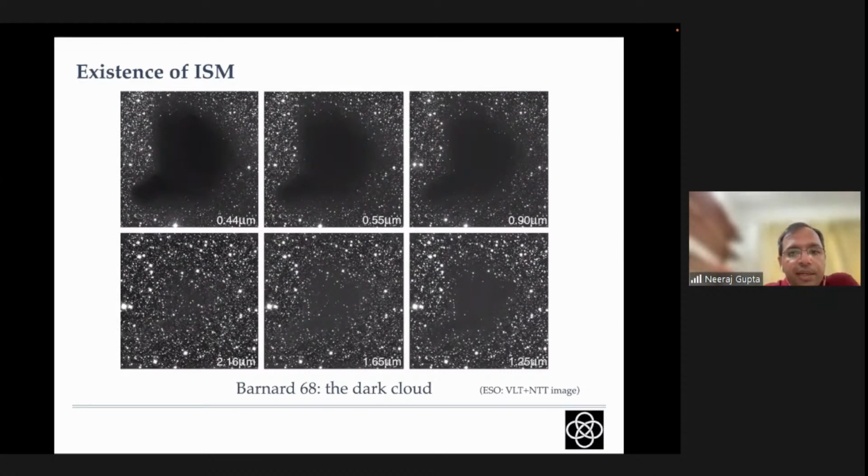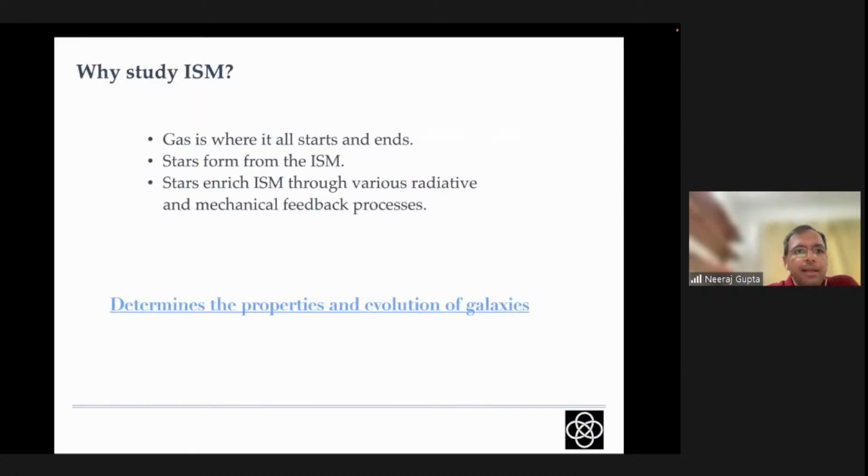Another component of interstellar medium. This was detected in the mid 20s, right?